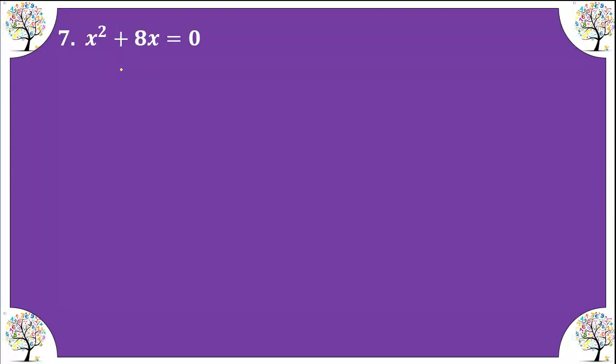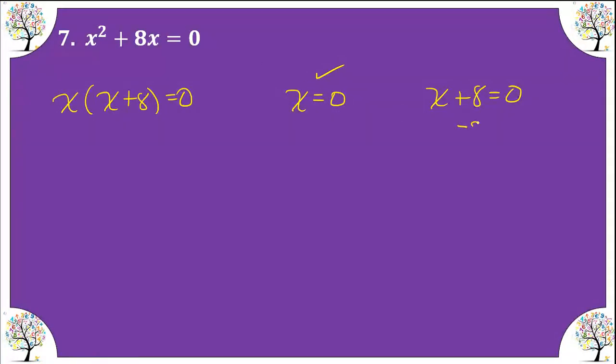Here's another example where you don't have a constant. So when you don't have a constant and you have your quadratic and your linear term, you're going to have a GCF of at least x. Then we're going to set each of those factors equal to 0 and solve. This one is already solved for us. So again, this quadratic passes through the origin. It also passes through -8 on the x-axis.